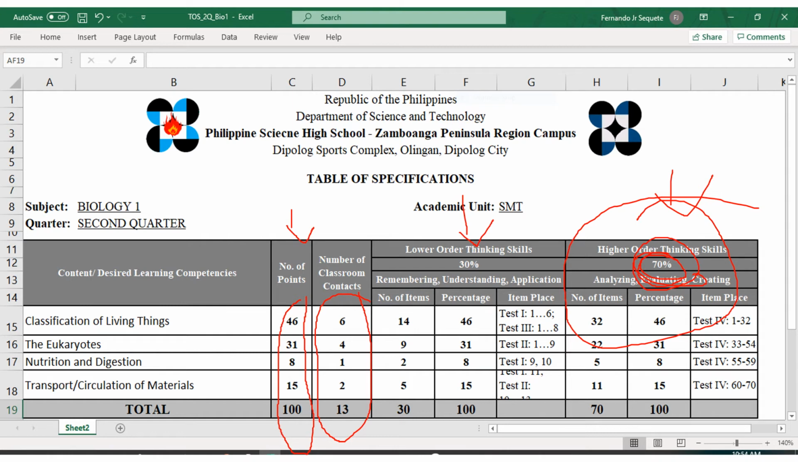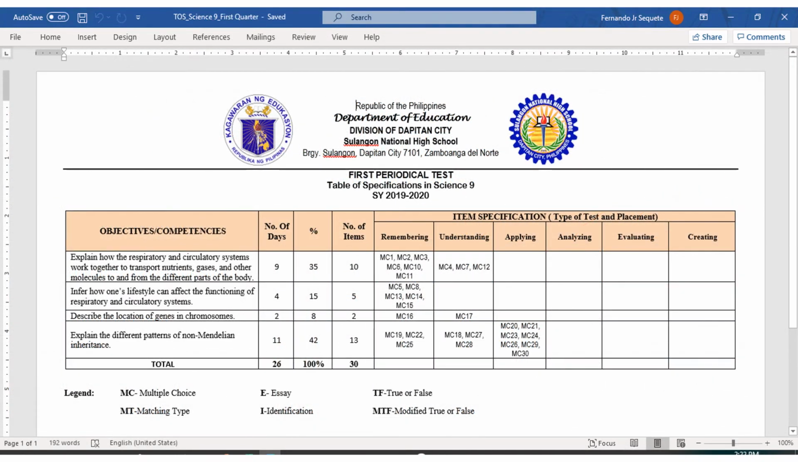Okay. Next, another example. This is the table of specifications that I used during my DepEd days at Pitan City Sulungon National High School. Yes, we also have a different format here. Again, I'm really saying we don't have a very specific and very technical format of the table of specifications. We just need to make sure that the most important parts of the table of specifications are reflected. Okay.